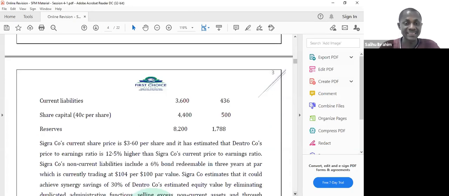Sigraco's current share price is $3.6 per share, and it has estimated that Dentroco's price to earnings ratio is 12.5% higher than Sigraco's current price to earnings ratio. Let me take it again. Sigraco's current share price is 3.6 per share, and it has estimated that Dentroco's price earnings ratio is 12.5% higher than Sigraco's current price to earnings ratio.